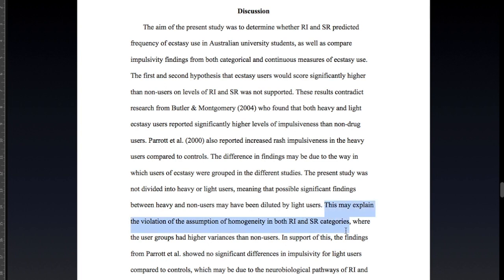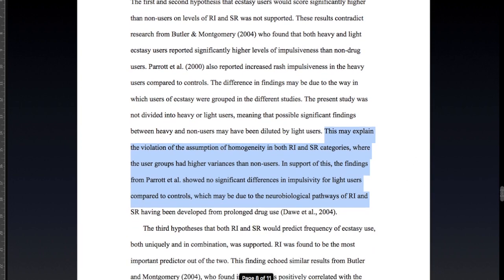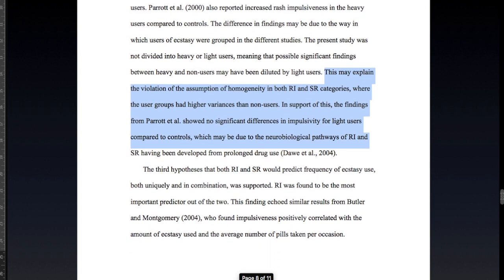So this may explain the violation of the assumption of homogeneity in both RI and SR categories, where the users groups had higher variances than non-users. So that would make sense. In support of this, the findings showed no significant differences in impulsivity for light users compared to controls, which may be due to neurobiological pathways having been developed over prolonged drug use.